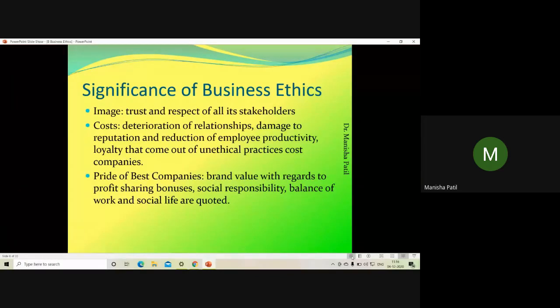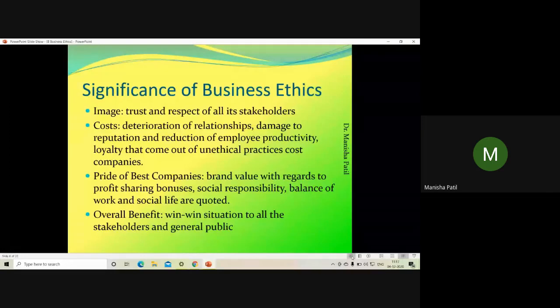Next point is pride of best companies. Business ethics creates the brand value with regards to profit sharing bonuses, social responsibility, balance of work, and social life. Finally, there is an overall benefit of creating a win-win situation to all the stakeholders and the general public. Please note down these points.